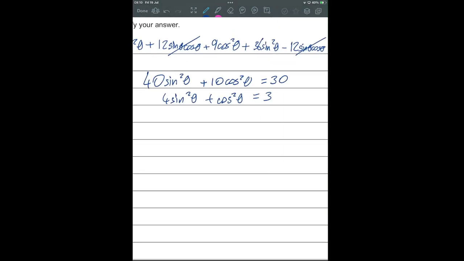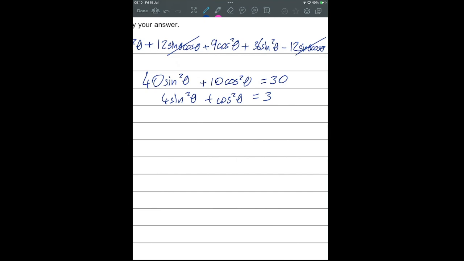And then finally, we wanted sine, so we need to replace that cos squared. Cos squared is 1 minus sine squared, so we've gone down to 3 sine squared plus 1 equals 3. So sine squared, subtract the 1, divide by the 3. Sine theta is plus or minus the square root of 2/3, which, as theta is obtuse, we're going to pick that sine theta equals the square root of 2/3.